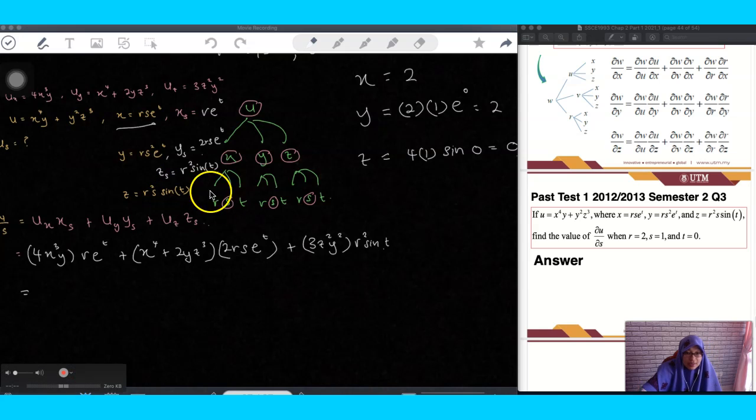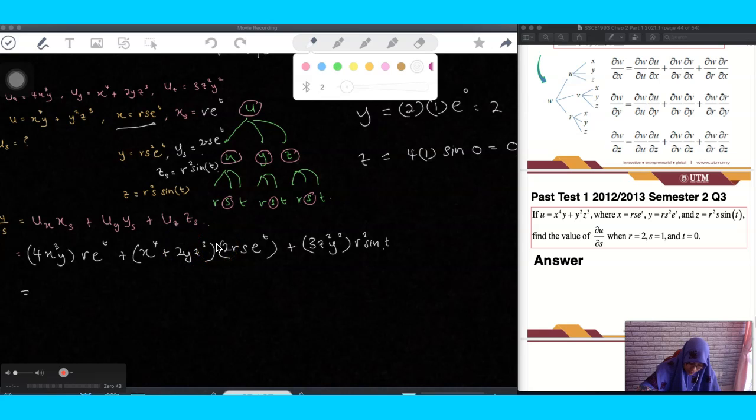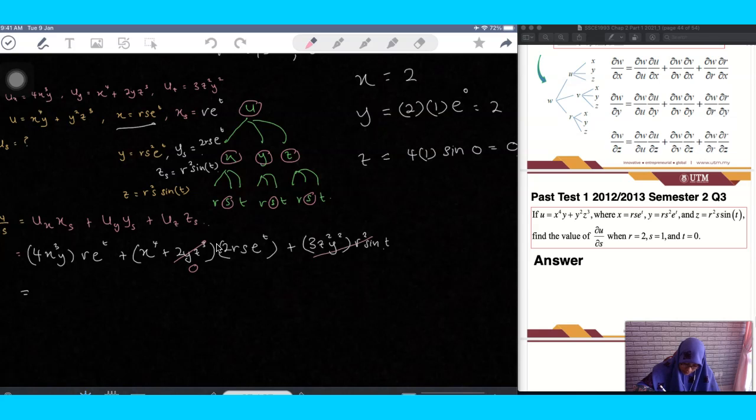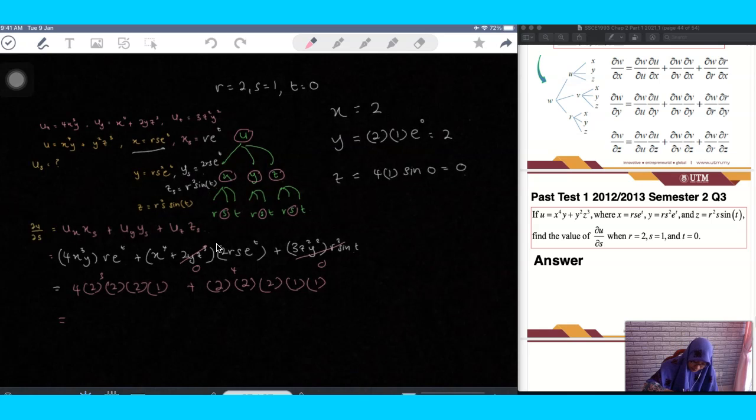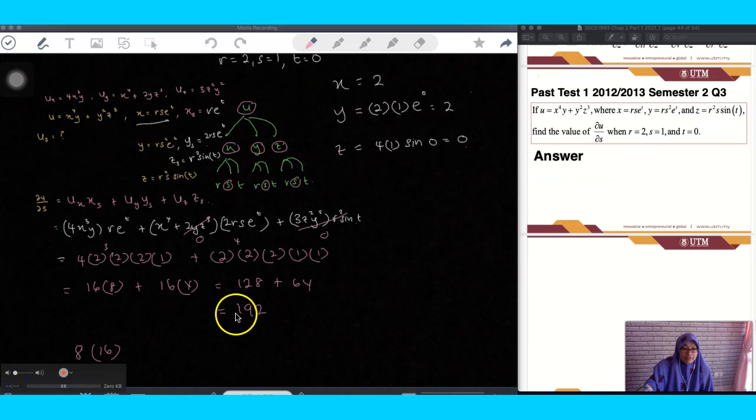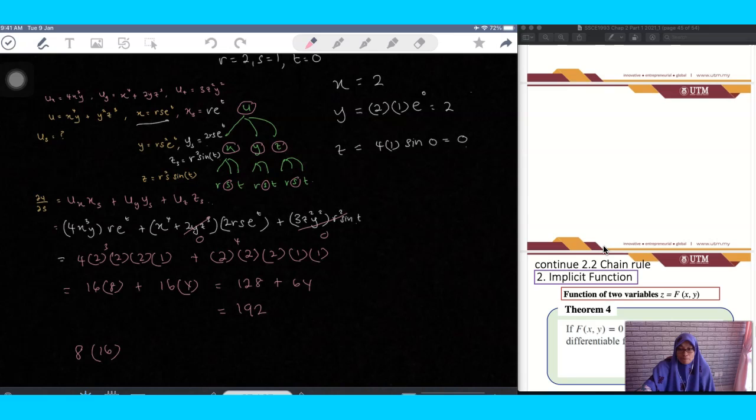So then you have to substitute here. Just find out where is the z. Where is the z? This will give you 0 because z is 0, and all of this will give you 0. So we only have 4, and x is 2 cubed, and y is 2, r is 2, e^0 is 1. Plus x^4, so 2^4, and then 2, r is 2, s is 1, e^0 is 1. Then we evaluate, and the answer is 192. Okay, so that is for this question about the chain rule.